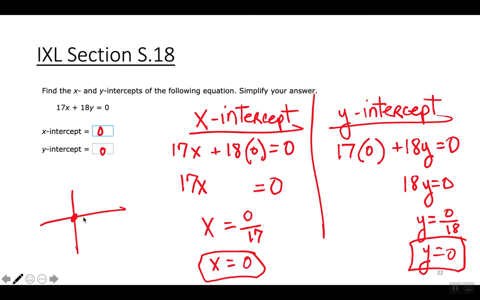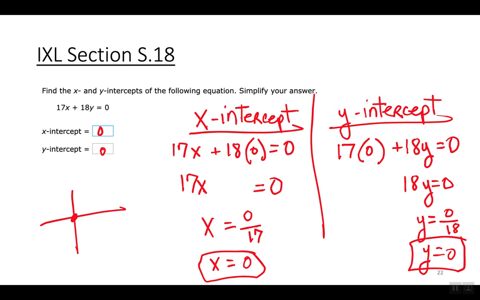Alright guys, so that's it for the examples for this IXL section S18. I think you should find it easy. I'm telling you, it is easy, but I highly encourage you to learn it because I taught Algebra 1 for years and it comes up on a lot of exams. And it definitely comes up on the Algebra 1 exam that you need to graduate. And these questions are simple, as you can see.